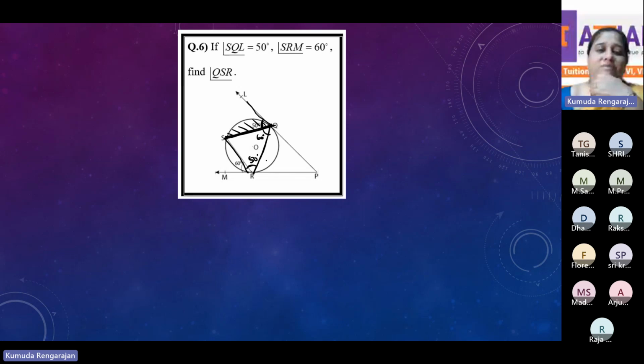Now by angle sum property, this one will be 180 minus 110. 60 plus 50 is 110. 180 minus 110, 70 degrees.